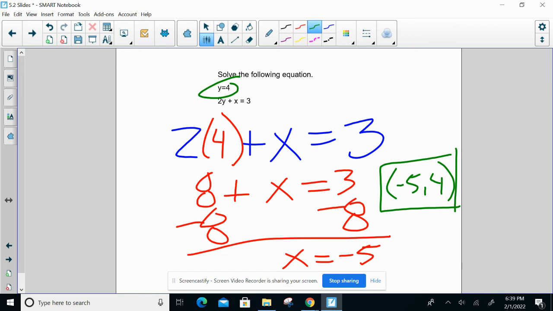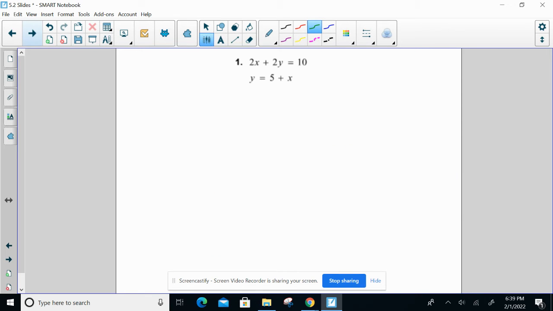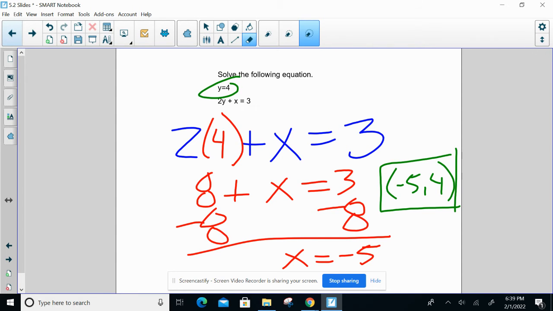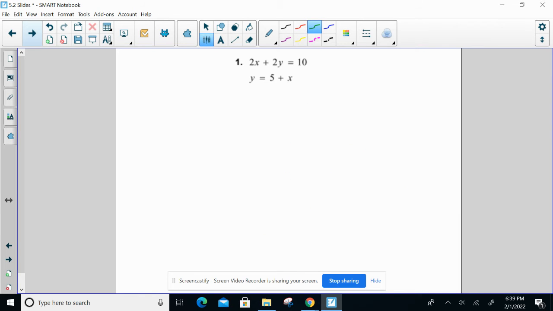Okay, let's take a look at a more complicated example, as in the first one, the one we did yesterday. Now, from yesterday, you'd have to rearrange this and get y by itself, and then we could set them equal to each other. But based on what we just did here, where you have one variable ready to go, solve for y, we can do the same thing here. This says y equals, here's my y by itself, y equals 5 plus x.